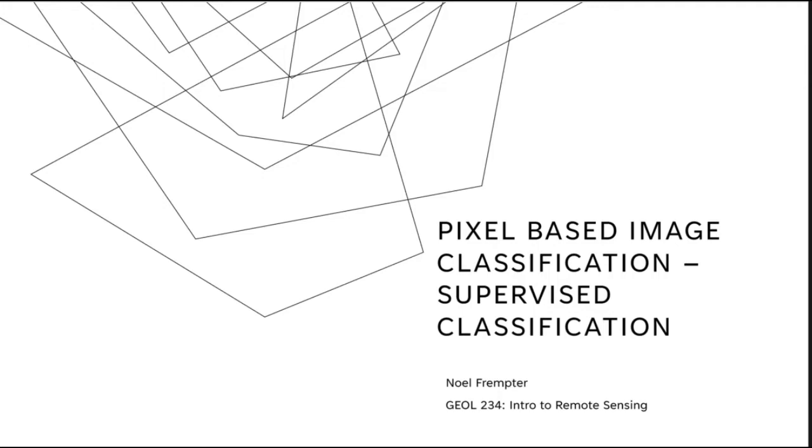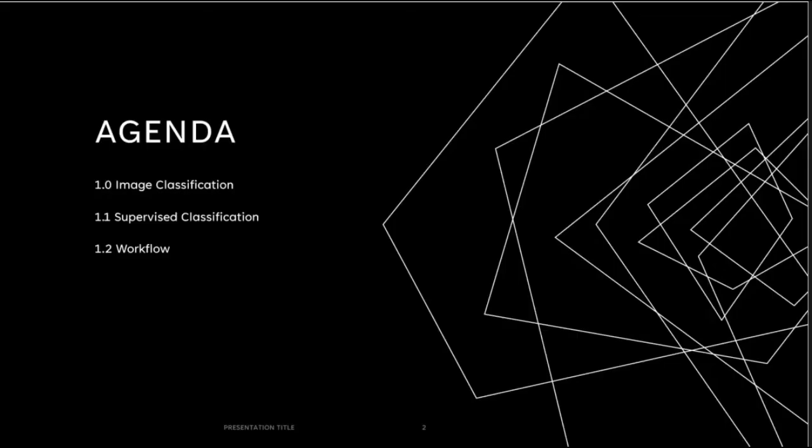Today we're going to be discussing pixel-based image classification using supervised classification techniques. So let's get started. The agenda for today's lecture is to go over image classification, and so we understand the definition of supervised classification, which is different from unsupervised classification, which is what you worked on last week. And then we'll go over a workflow and talk about different classifiers.